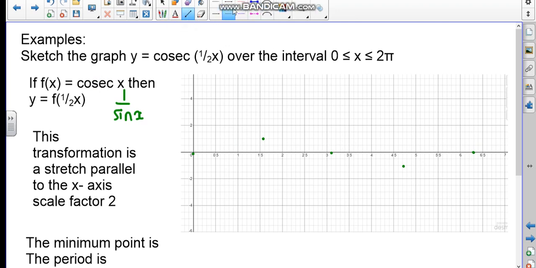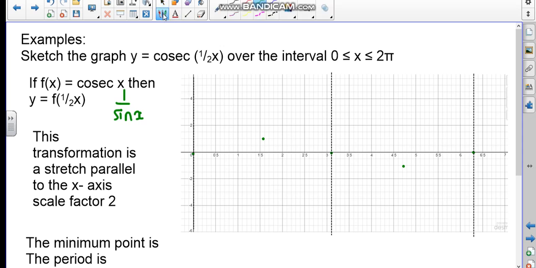So I'm going to put the asymptotes first. The asymptotes are going to be wherever sine was 0. So I'm going to have an asymptote here, an asymptote here, and an asymptote here. The graph is going to touch at 1 and -1, so it's going to come up, go across here and go down, and vice versa that way.